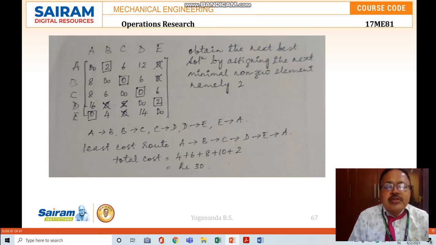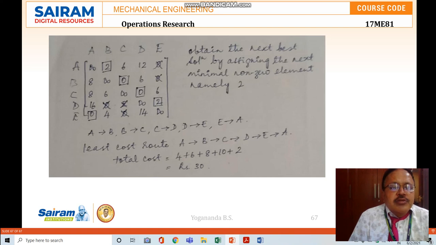So obtain the next best solution by assigning the next minimum non-zero element. After 0, the next minimum non-zero element is 2. So this 2 is allocated, crossing out the other zeros. If we find other zeros and 2's in that particular row or column, we cross them out.